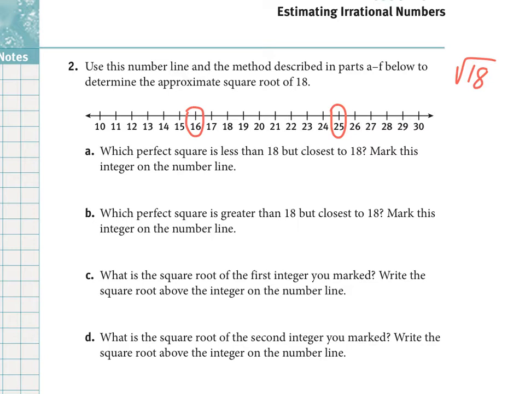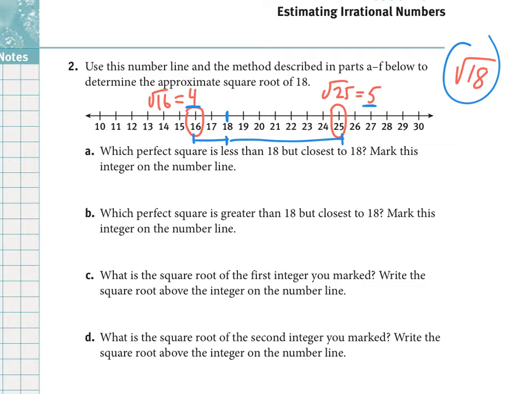Okay, so let's think about what is the square root of 16? Square root of 16 is 4. Okay, the square root of 25 is 5. So our value, the square root of 18, needs to fall somewhere between 4 and 5. And we can see it's a little bit closer to 4, right? Because again, 18 is closer to 16 than it is up to 25.